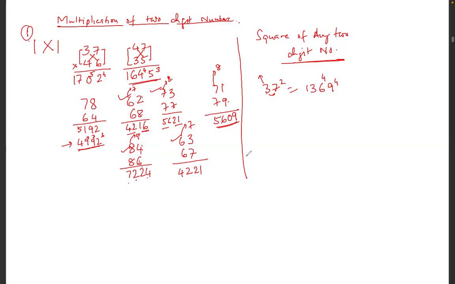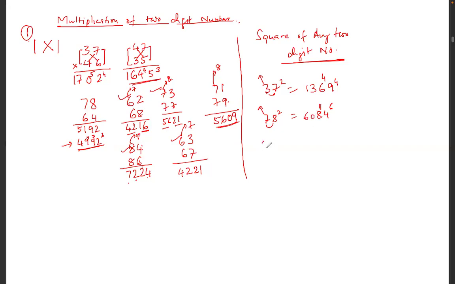13. Okay. Now, let's say 78 square. 8 square is 64. So 4, carry 6. 8 sevens are 56. Double of that is 112. 112 plus 6 is 118. Put 8, carry 11. 7 square is 49. 49 plus 11 is 60. So 60. This is how you get it.